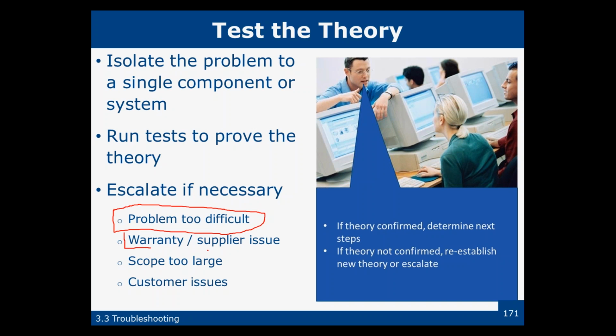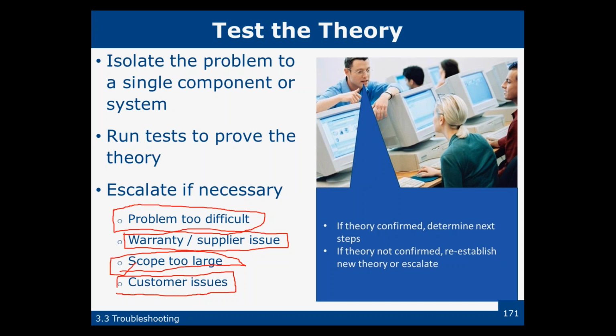Warranty or supplier issue, you don't want to void the warranties. We got some servers one time that had, I think, the wrong type of hard drives in them or something, and these were Dells, and we had to run their software to tell them that it wouldn't work, even though we knew it wouldn't work. So it's a warranty issue. You've got to do what those guys tell you to do. Scope's too large, too many, too whatever, it's just too big of a problem. And then customer issues.